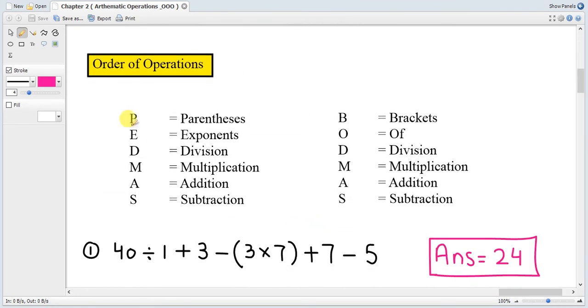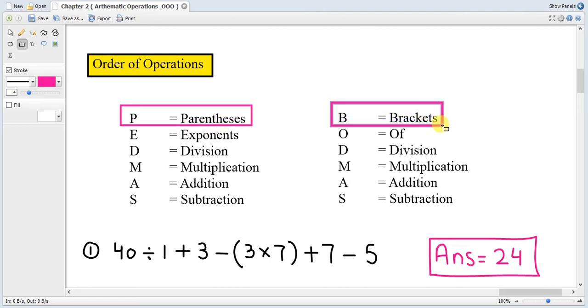Okay, what is PEDMAS? If you see, the only difference is for P and B, where P is used for parentheses and over here B is for brackets. Both are the same things. Similarly E is for exponents and O is for of, so they also mean the same thing, right?